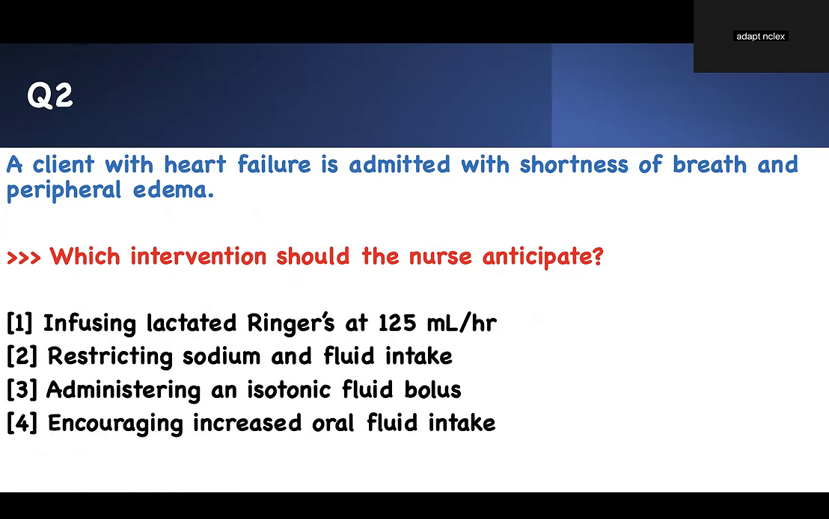intake. Two questions talking about fluid deficit and fluid excess. Which of these are you going to use to answer that question? This lecture will help you. Simple, straightforward. First, you have to know our body composition.